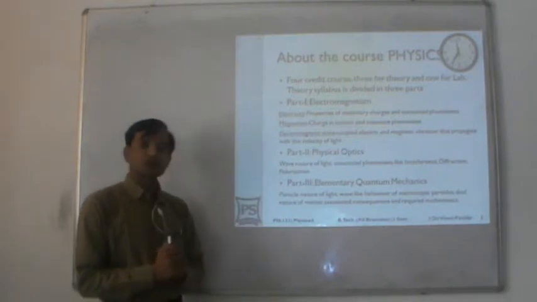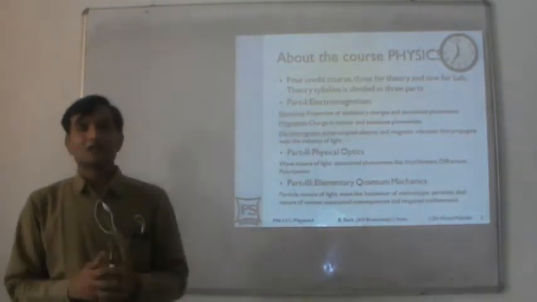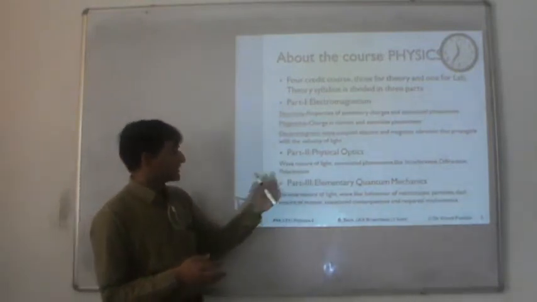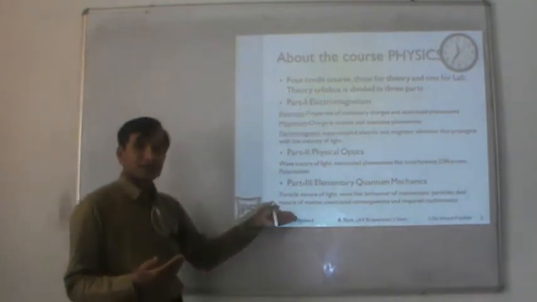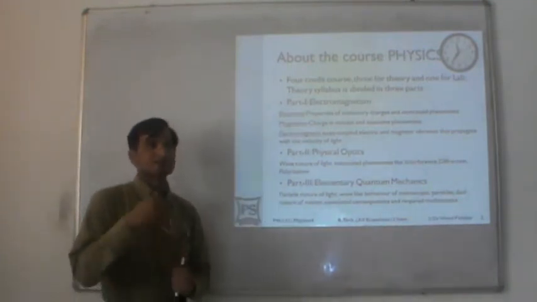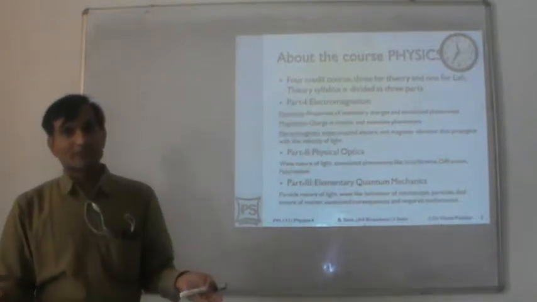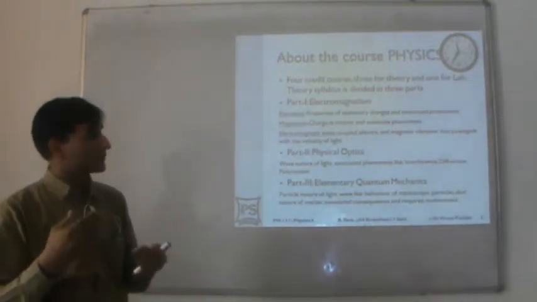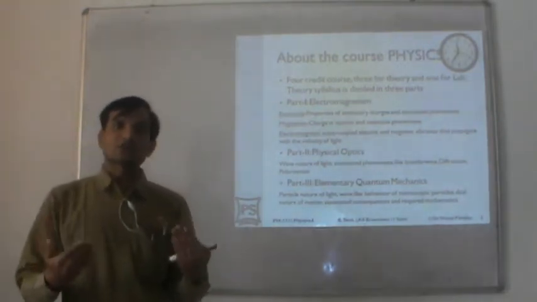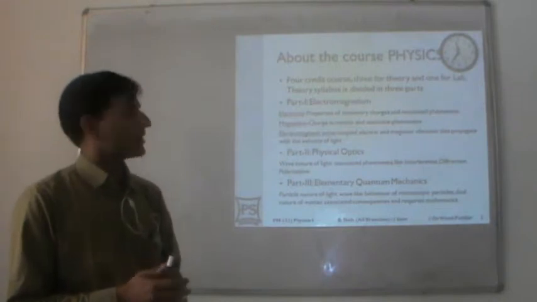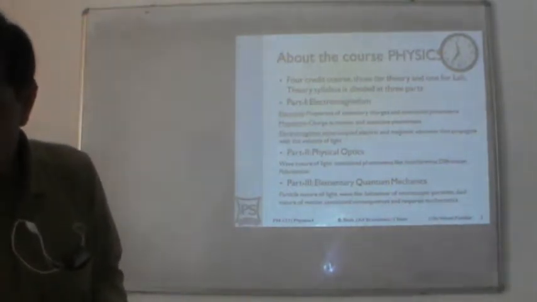And in the third part, we talk about elementary quantum mechanics. Now, quantum mechanics is modern physics basically, which says that light also behaves like a particle. And later on, this concept led to the development of the dual nature of matter also. So, a particle behaves like a wave, and a wave behaves like a particle. And then there are certain other associated consequences and properties. All those things will be discussed in the quantum mechanics part. So this is about the course anyway.